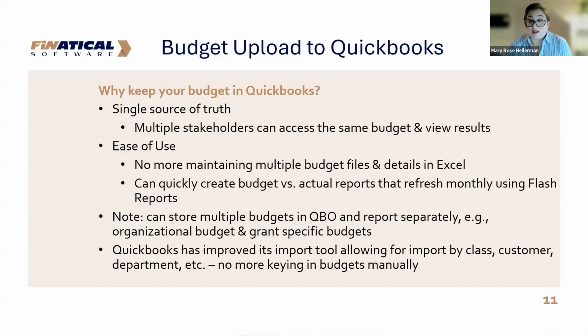Multiple stakeholders can get in and they can see the same budget and see the results. You don't have this kind of choke point where one person is stuck doing every single month, trying to create all of the reports. And until that person is done, no one has any idea what their results were against their budget. But this way you get that buy-in we were talking about from the stakeholders when they can actually check their own budget versus actual results. It's also much easier. You don't have to maintain all those budget files in Excel. You can just create the budget versus actual report you need, and then using flash reports, just have it refresh monthly. The data comes straight out of QuickBooks.